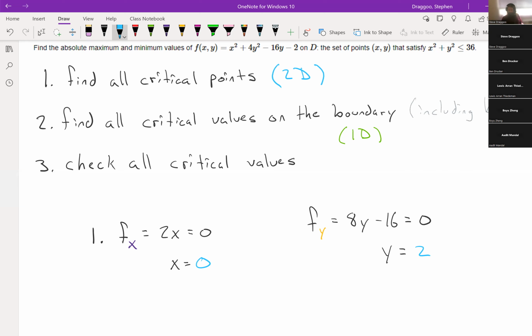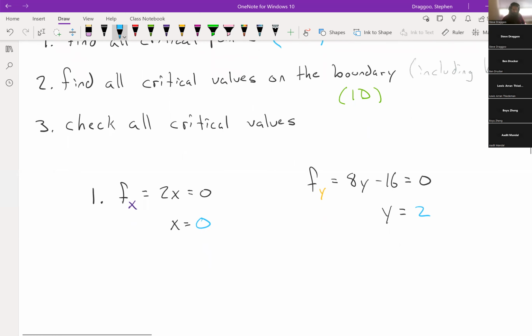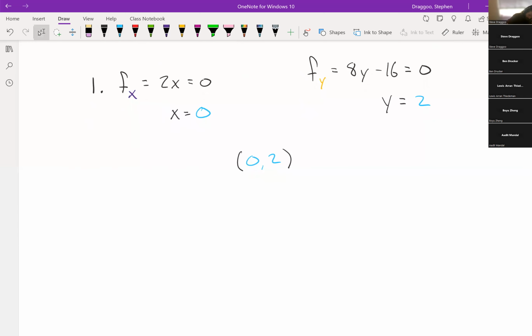In this particular example, I only have one system of 2 equations. So I'm only going to get one critical point because that system happens to be linear. So the one critical point I get is (0, 2). And that's step 1 complete. We have our critical point, because there's only one. Step number 2, I want to look along the boundary.